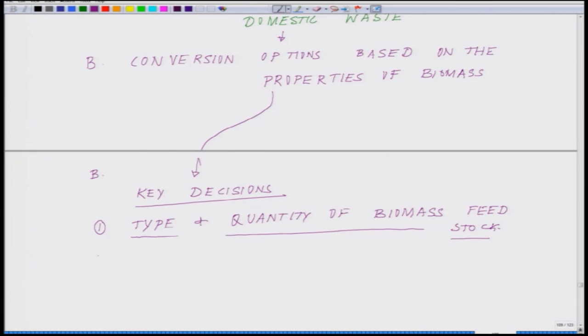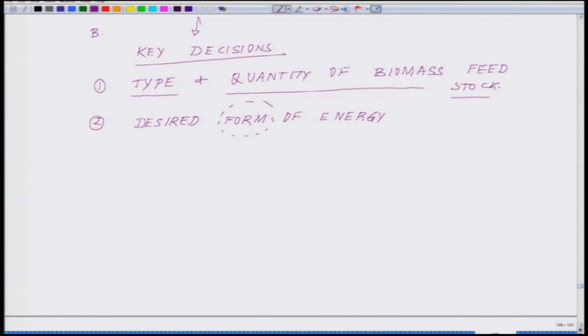The second, point two, the key decisions is desired form of energy. What form or in what state you want the energy? Desired form of energy. So, in terms of desired forms of energy, if we talk about the form word itself, this could be divided into three different categories. Okay. The biomass could be divided into three different categories, out of which two fall under energy category, and the third one. So, if this is one, this is two, and this is three. The third one falls under chemical feedstock.